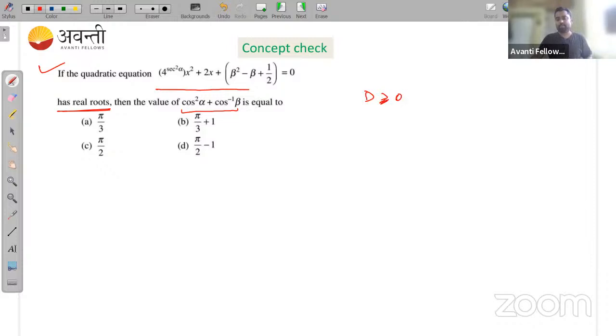Discriminant is greater than or equal to 0. Okay, so to find D, it will be B square minus 4AC. B square is 4 to the power sec square alpha, minus 4 into A into C, that is beta square minus beta plus 1 by 2, is greater than or equal to 0.